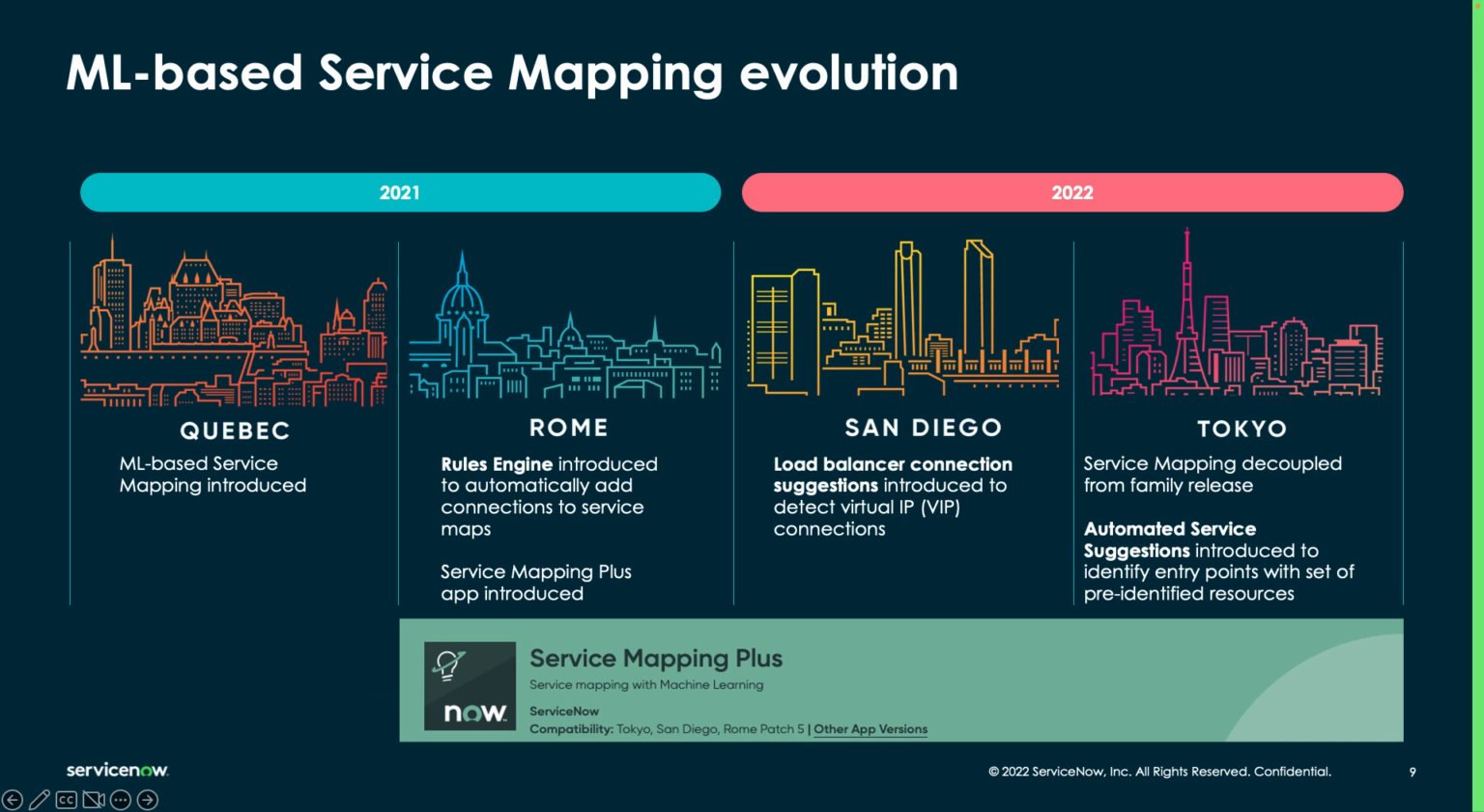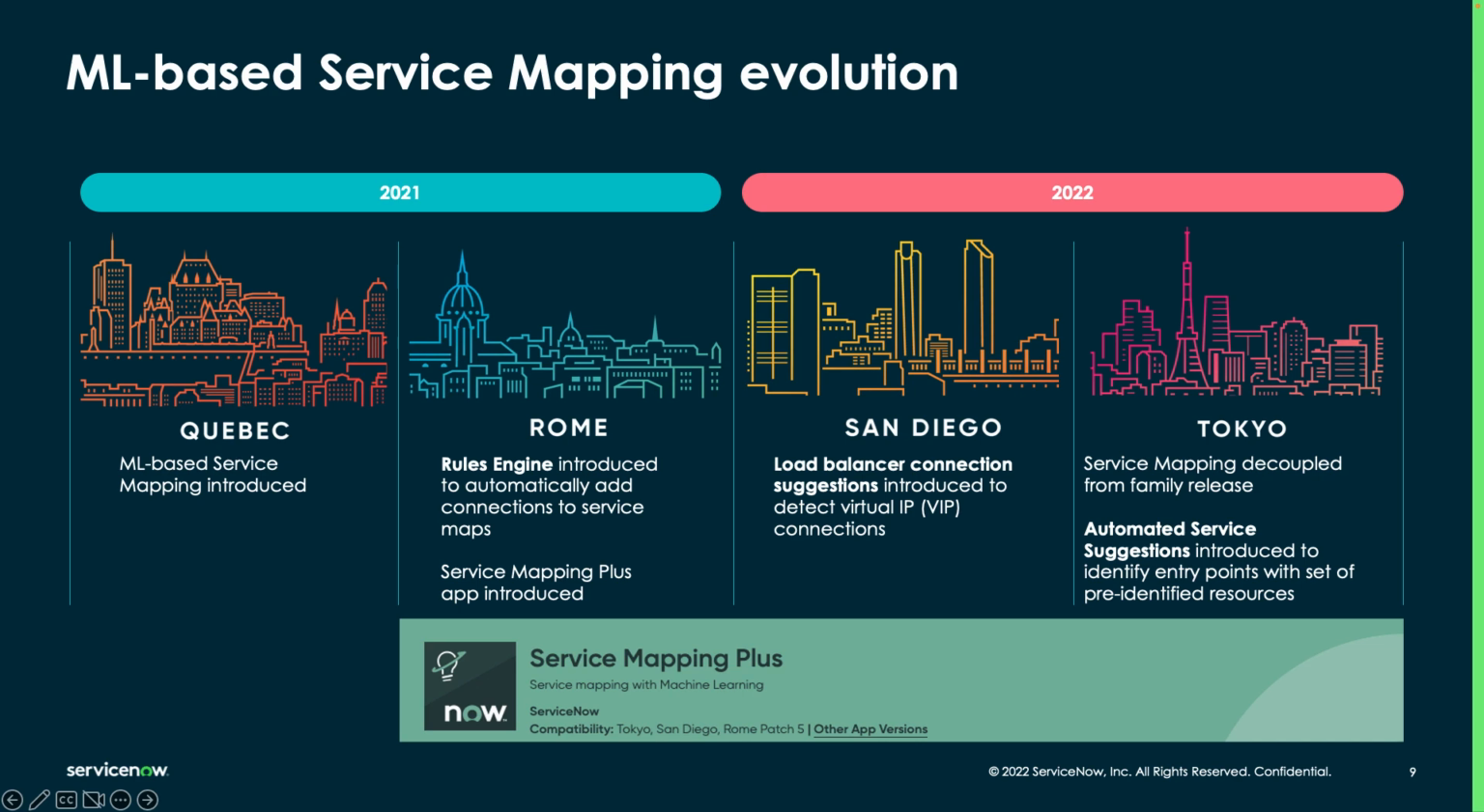Let's talk about the evolution of machine learning-based service mapping. We introduced ML-based service mapping with the Quebec Family release, which uses machine learning to suggest meaningful traffic-based connections to be added to service maps. Each connection suggestion contains a confidence score to help you decide which connections to add. In the Rome Family release, we introduced a rules engine to automatically add connection suggestions to service maps globally or to specific services based on the criteria that you define. For example, you can create a global rule for adding all high confidence connections to all service maps globally, or you can create a local rule to add all processes listening on a specific port to a specific application service.